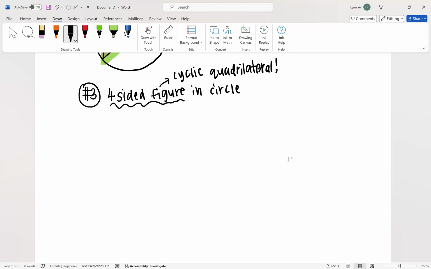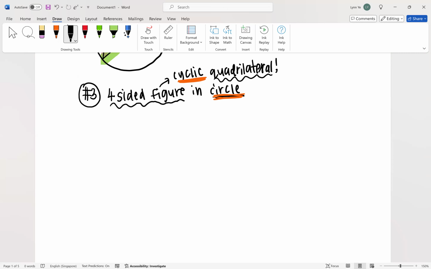Four-sided figure, right? And a four-sided figure that you learn in primary school is called a what, guys? A quadrilateral. And where is it at? It's in a circle, correct or not? So if it's in a circle, that means that it is called a cyclic quadrilateral. Clear so far? So in future, when your teacher says cyclic quadrilateral, she just means a four-sided figure in a circle.